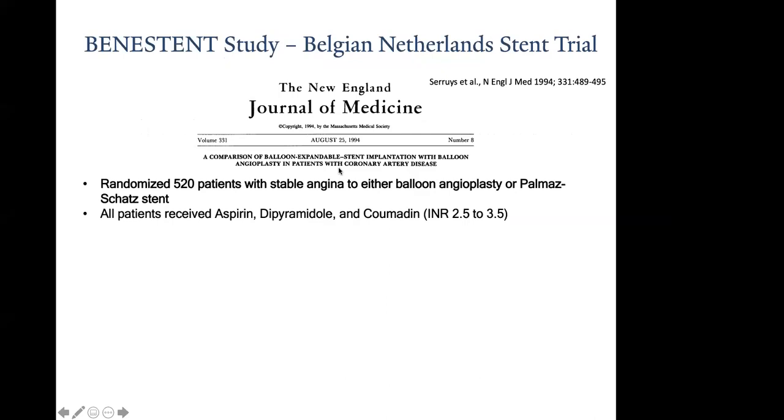And then there were 2 pivotal trials of bare metal stents, both published in 1994 in the New England Journal of Medicine. So the European study was the BENESTENT study, which was looking at 520 patients with stable angina who were randomized either to balloon angioplasty or the Palmaz-Schatz stent. All patients received this intensive anticoagulation regimen with an INR of 2.5 to 3.5 as the goal after the stent was implanted.